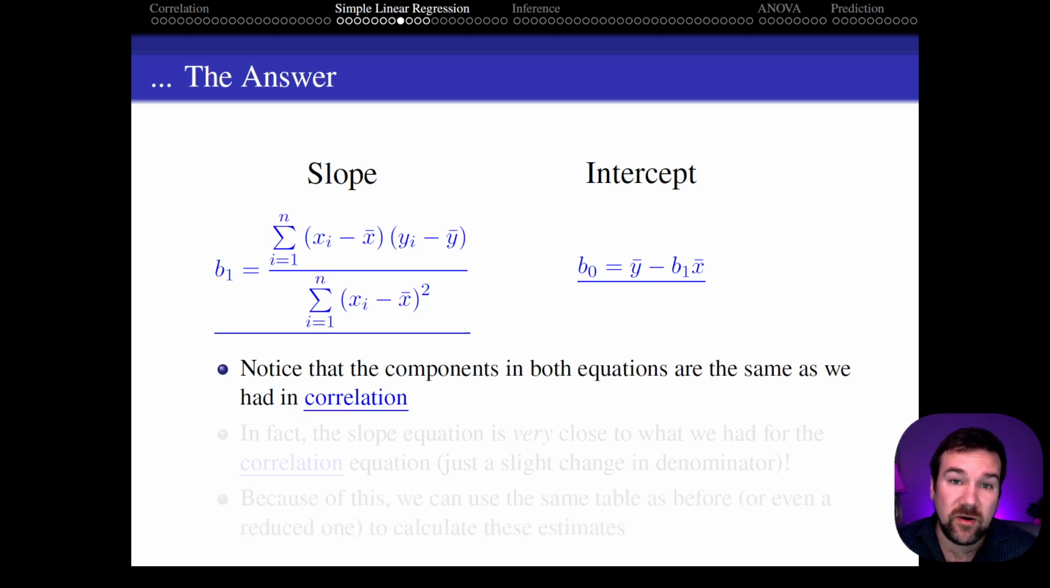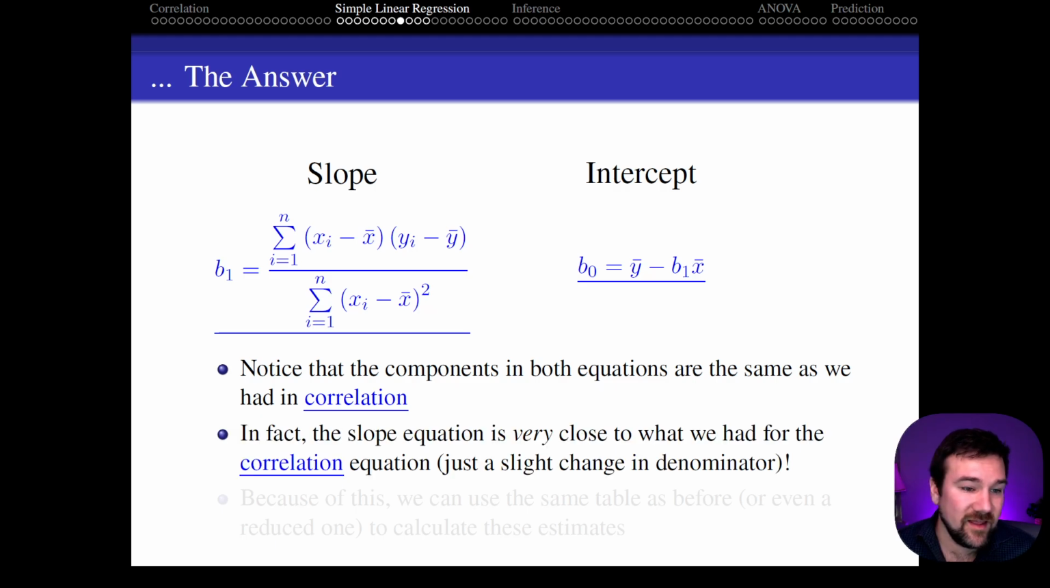I'll note that the components in both of these equations are the same as we had in correlations. And in fact, that slope equation is very, very close to our correlation. You'll note the numerator is the exact same, and in the denominator, all we did was lose the sum of y minus y bar squared and then the square root. So we actually took out a couple of pieces in the denominator. So this is easier. I mentioned at the beginning of this lecture video, one of the things about regression that's nice is not only does it give you some more detailed information and preserve the information that you can get from correlation, but it's also a little bit easier to calculate. And this is a way that that happens.